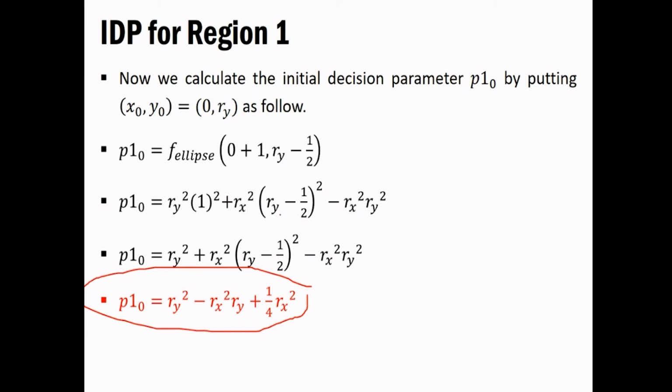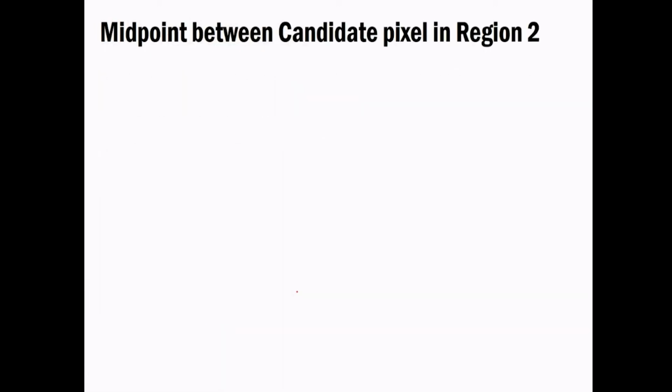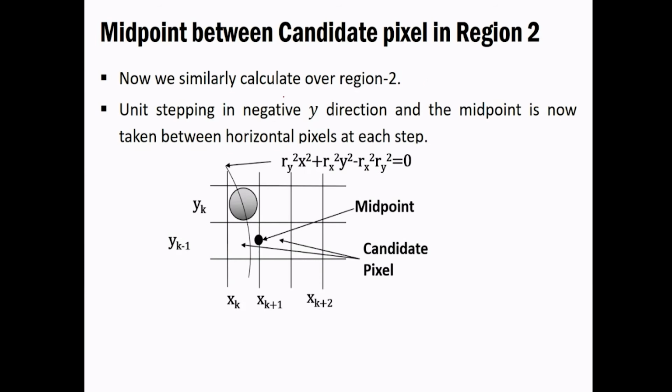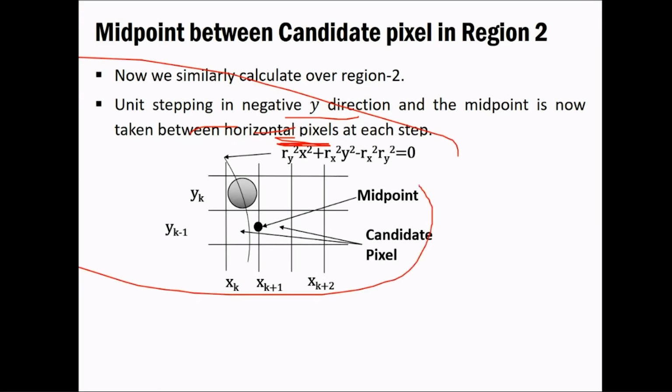Okay, these are the remaining things that are with us, and yeah, so now what it says is the midpoint between candidate pixels in region 2. Okay, now we similarly calculate over region 2. Region 2 you will do yourselves. Okay, if not possible, then also we'll say this thing. Unit step in negative y direction. Okay, and the midpoint is now taken between the horizontal pixels at each step. So now the case and scenario changes over here for region 2 because we are dealing with this case.